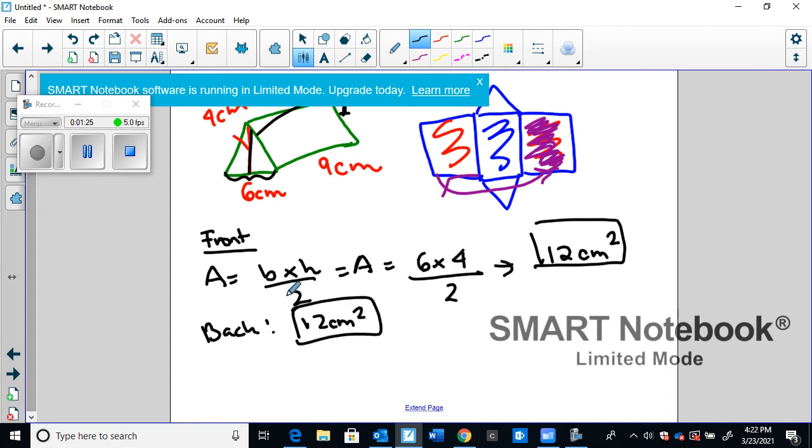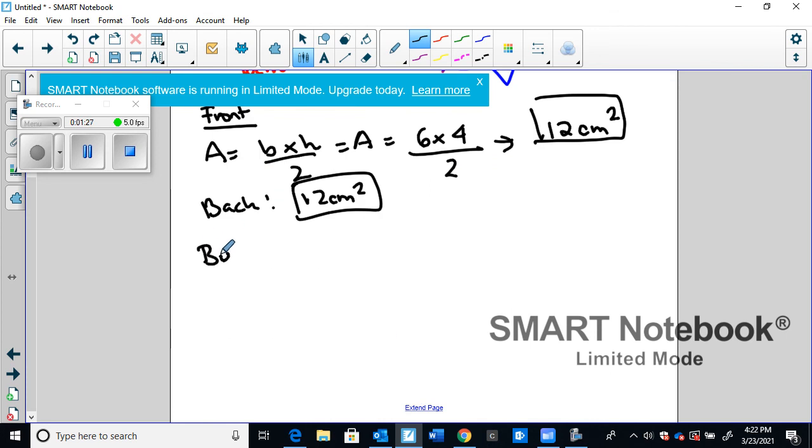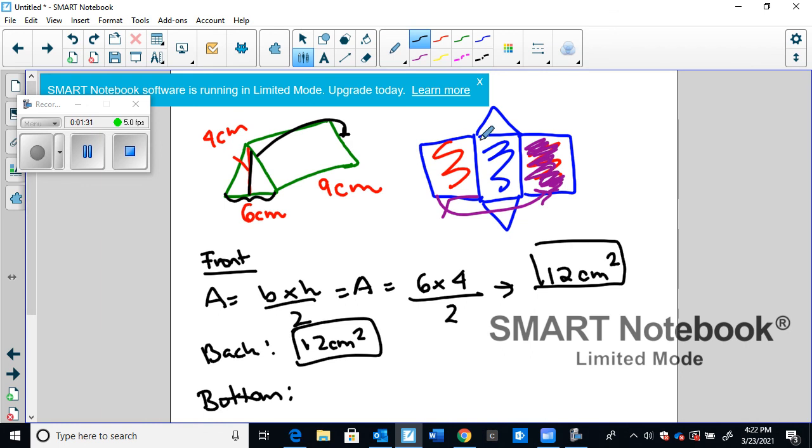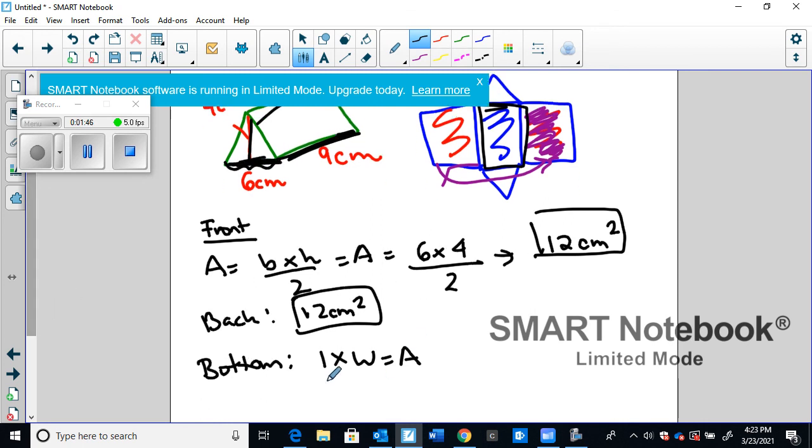The next side that we can do, let's do the bottom, because that one's still a little bit easier. The bottom of this triangular prism is a rectangle. So the area is going to be length times width. If we look at our length of the bottom, it's 9 centimeters. And if we look at the width, it's 6. So we're going to go 9 times 6, which gives us 54 centimeters squared as our area.